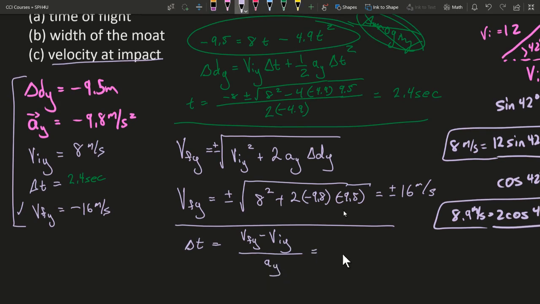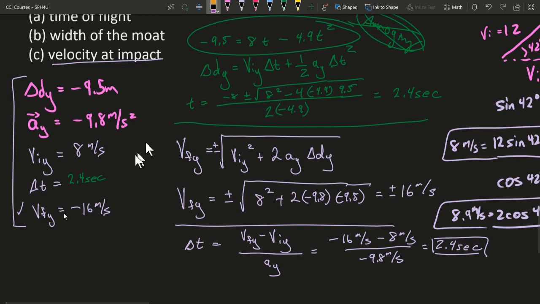And if I plug this stuff in, what's my final velocity y? Well, I didn't have it before, but now I do. I know it's negative 16 meters per second. And I know that my initial velocity y was 8 meters per second. And my acceleration due to gravity is negative 9.8 meters per second squared. If you plug all that into the formula, guess what you're going to get? 2.4 seconds. Pretty awesome.